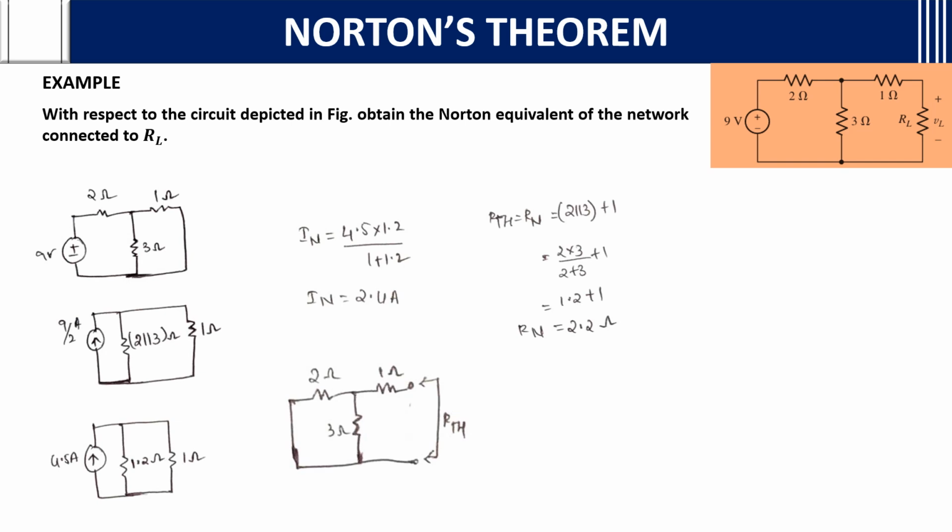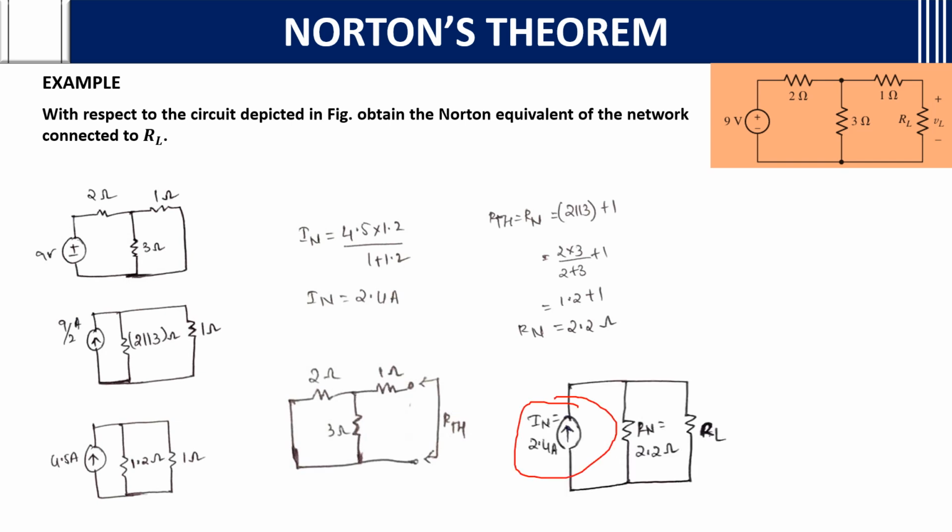After getting RN and IN, you need to draw the circuit by putting this IN parallel to the RN value that you got. Again bring back the resistance if you have removed it and connect it here, the load resistance. If there is no load resistance, no need to connect. If there is some load resistance RL, or some 1 kilo ohm that you removed, then you need to connect it back.